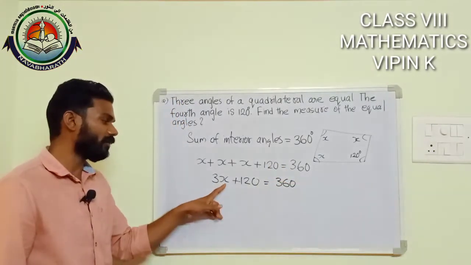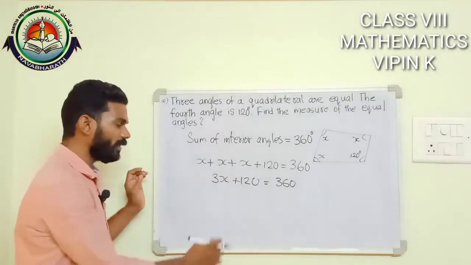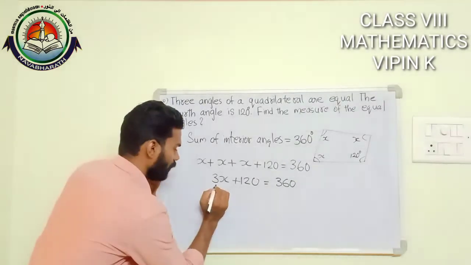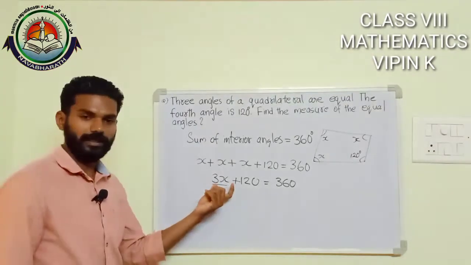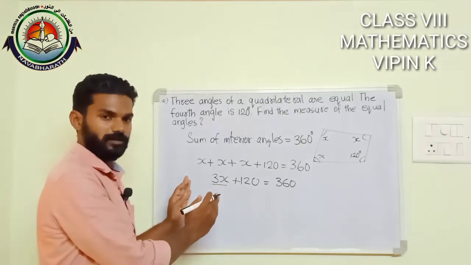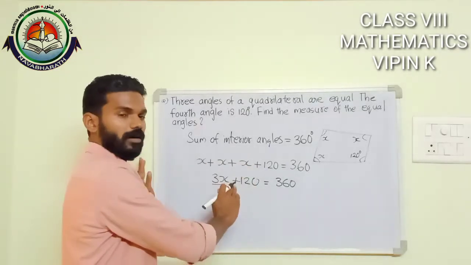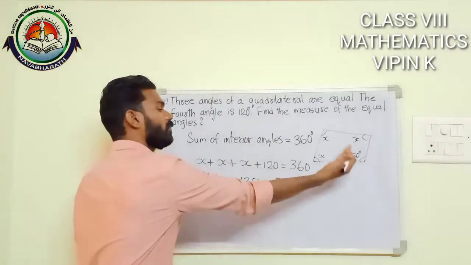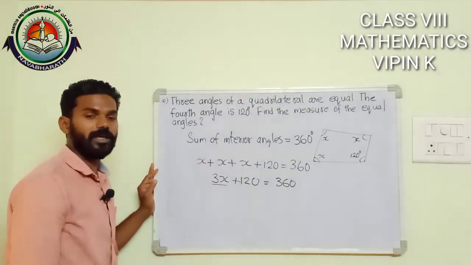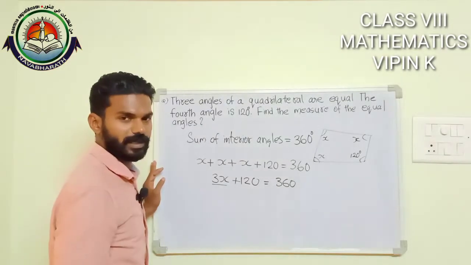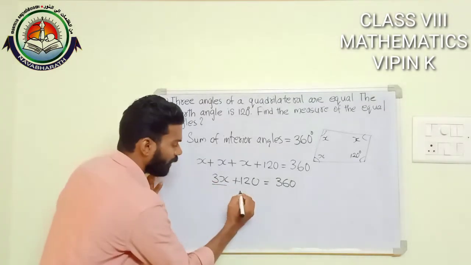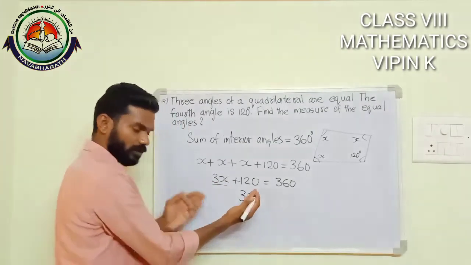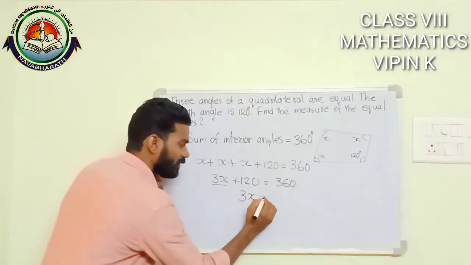How can you find the value of x? To find the value of x, first of all, keep all the x containing terms on the left and bring all the other terms onto the right. Here there is only one x containing term, which is 3x. So I am placing 3x on the left, then placing an equal sign.